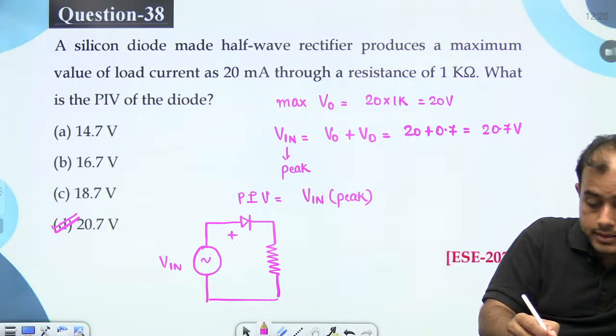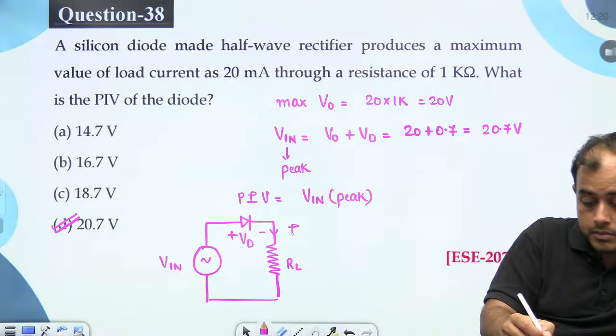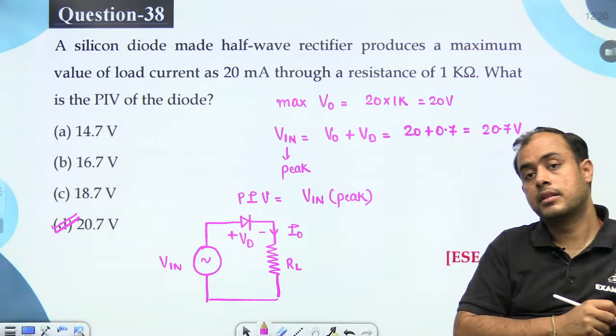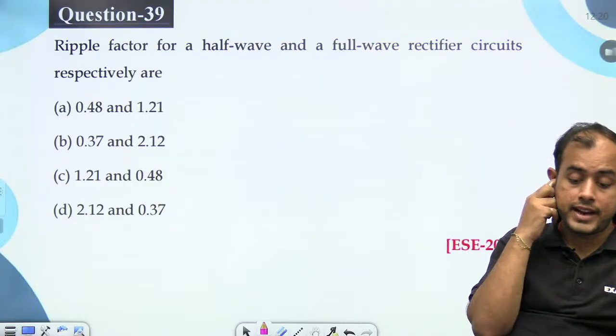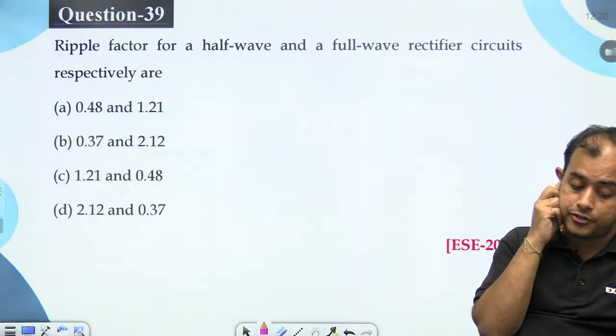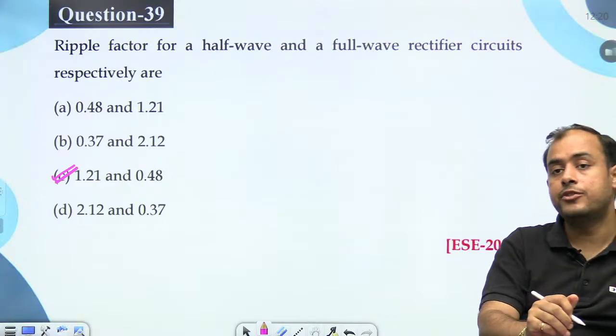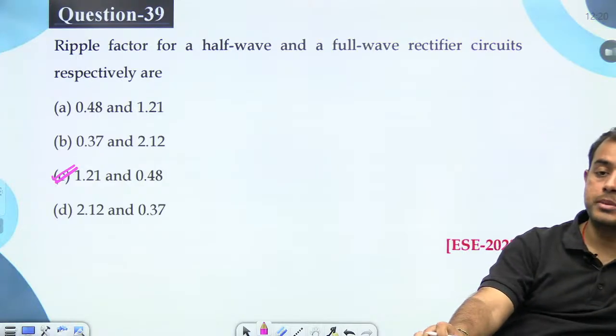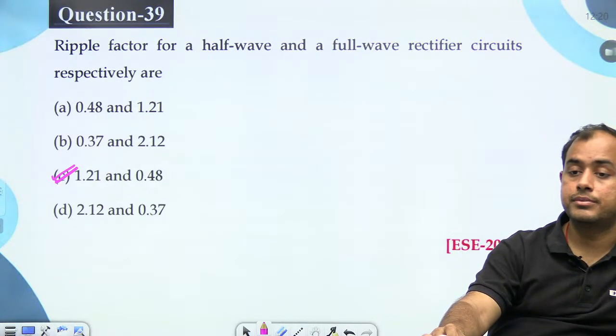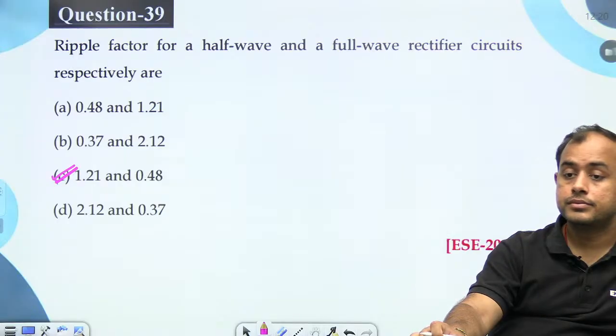Okay, this is my diode voltage. Ripple factor for half wave and full wave: 1.21 and 0.48. This you have to remember directly, for half wave and full wave.